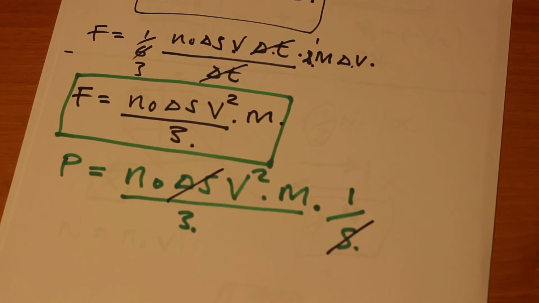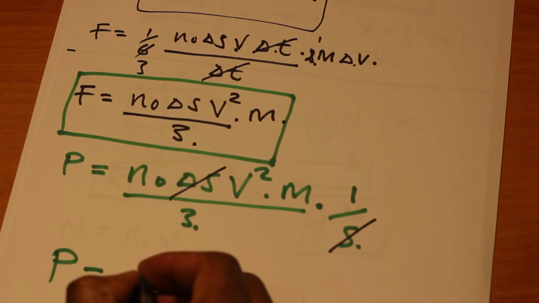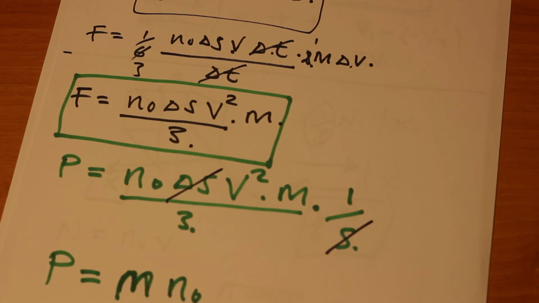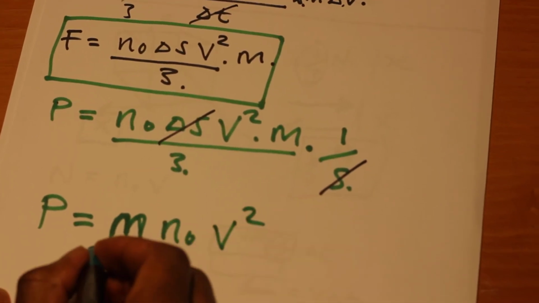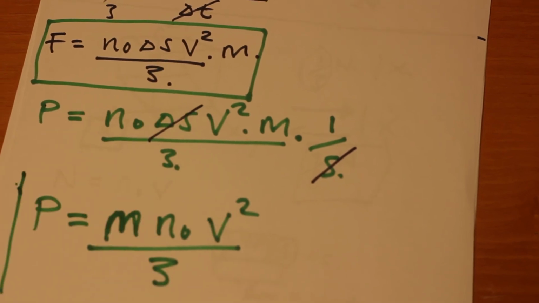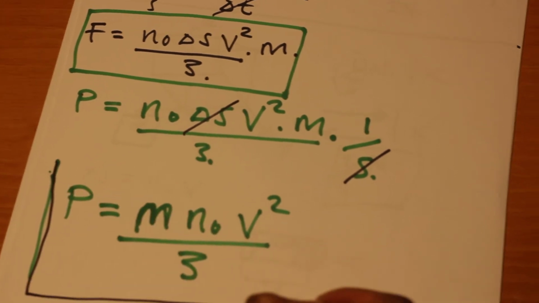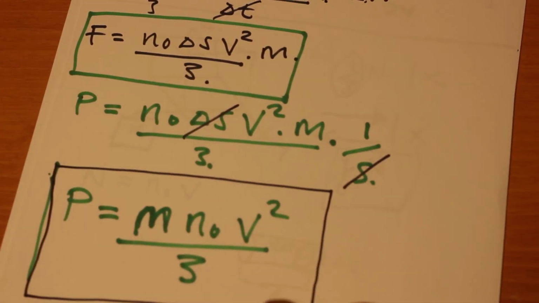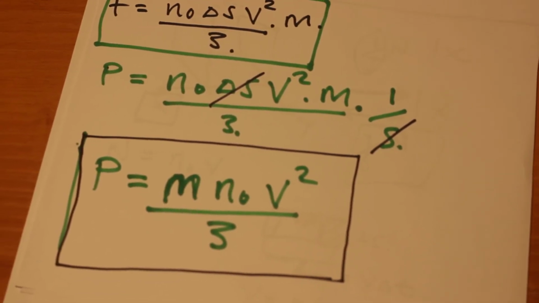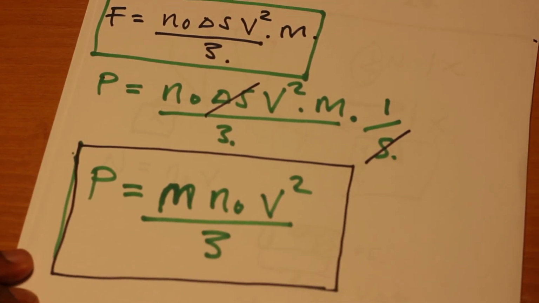In the end, we've derived the formula for the pressure that is possessed by, let me put the mass here, times the number of moles, v squared over 3. This is the formula for the pressure that is possessed by a specific molecule that is moving in only one direction of the x-axis. So basically we've derived the pressure for this specific molecule.